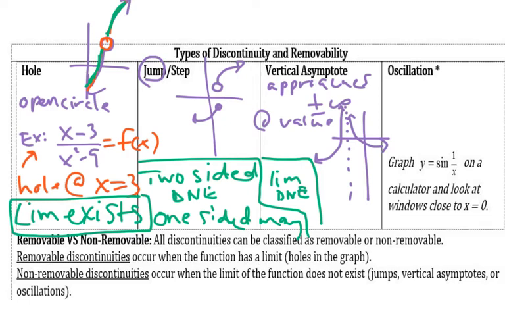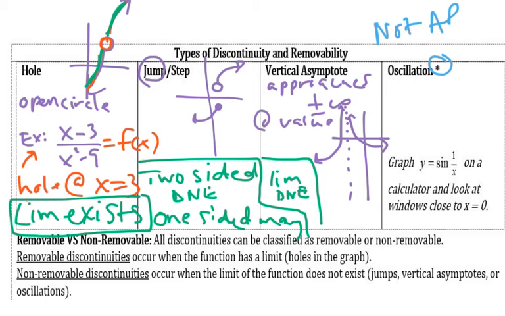The last type of discontinuity is an oscillation, and something I just want you to note, this little asterisk, this is not on the AP test, so you don't actually have to know it for purposes of what you're going to be assessed on, but it's good if we're just talking about the different types of continuity or issues with functions, just to talk about a little bit. So the values appear to approach two or more values at the same time.